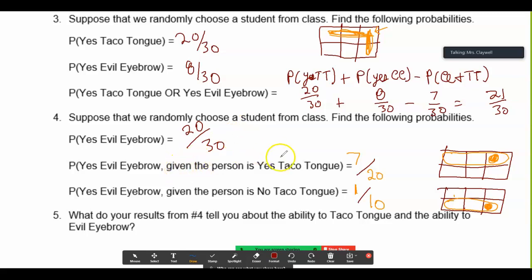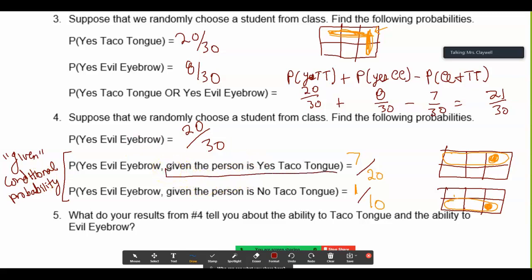So what this is called, when you see the word given, this is called conditional probability. There's a condition in place first. So my condition here, this person had to have taco tongue. So both of these had conditions.